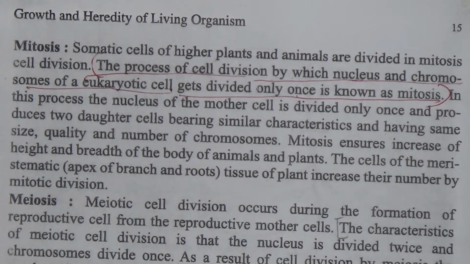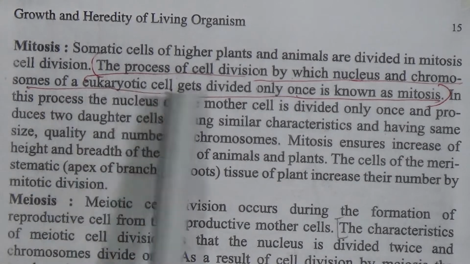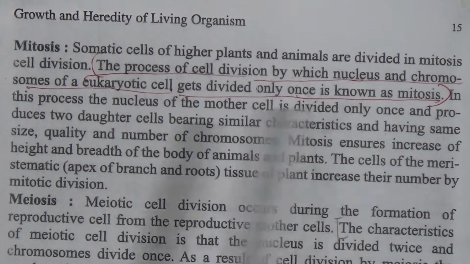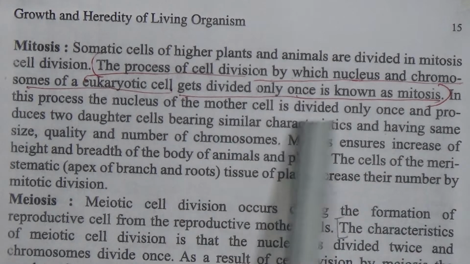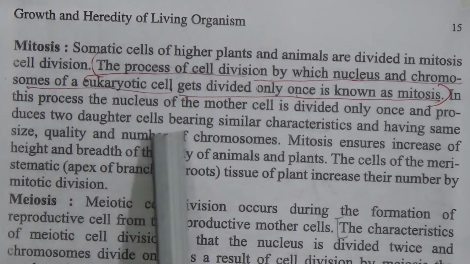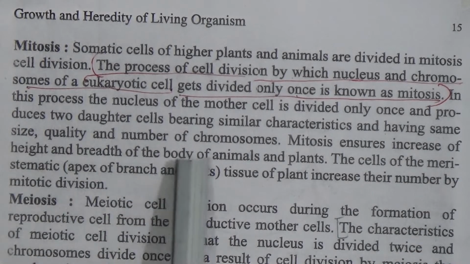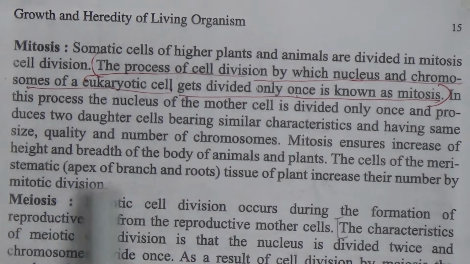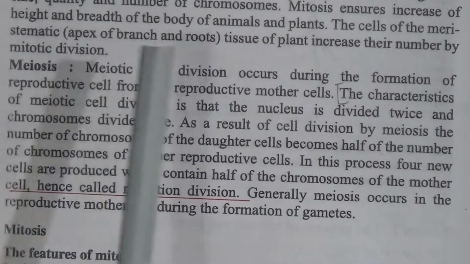Okay, my dear students, that means from mitosis cell division we have learned that in this process the nucleus and chromosome divide only once, and in the mitosis process, daughter cells bear similar characteristics and have the same size, quality and number of chromosomes as the mother cell. Okay, now come to the next cell division. This is meiosis cell division.